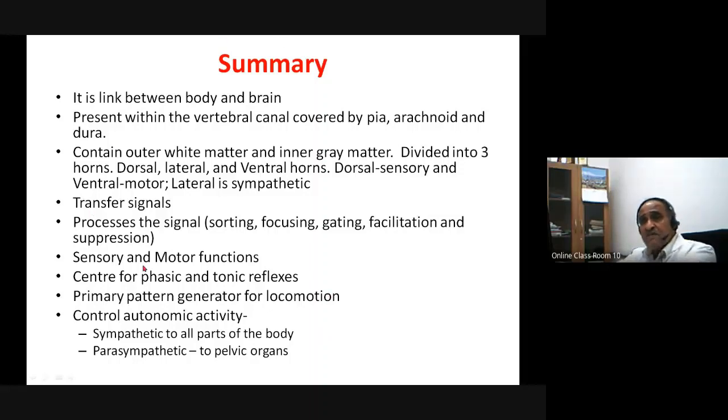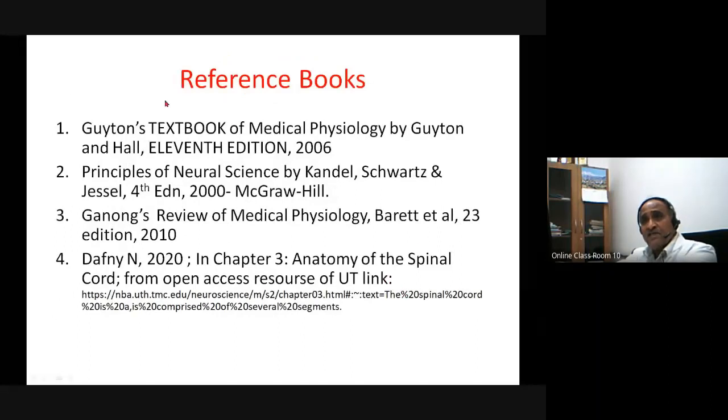So this is the summary of what I focused on today, and these are the textbook guidance: Candel and Ganong, and you can go back to them. There is also a beautiful online resource from the University of Texas. You can just go to that. The chapters are available freely there online. You can study; some part of this lecture comes from there.